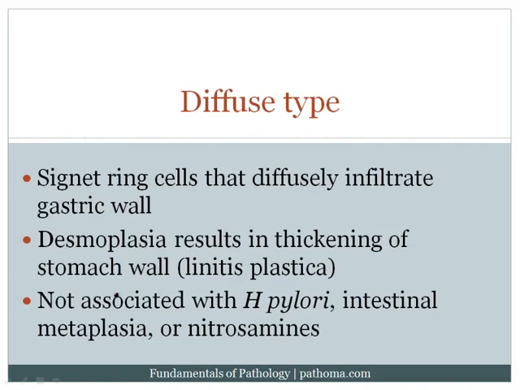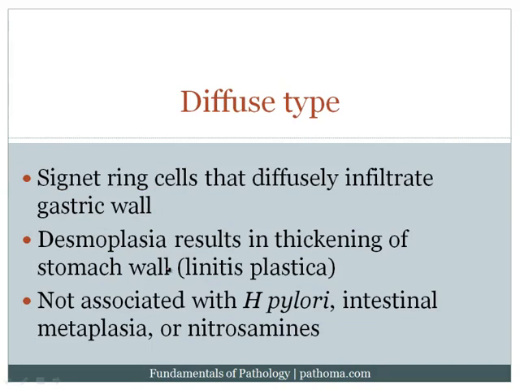In the diffuse type, what happens is that you get signet ring cells that diffusely infiltrate the gastric wall. And when they diffusely infiltrate the gastric wall, that results in cancer plus a reaction to that cancer. That reaction is called desmoplasia, which results in a thickening of the stomach wall, creating something called linitis plastica. Now there's a little bit of explanation here before we can move forward.